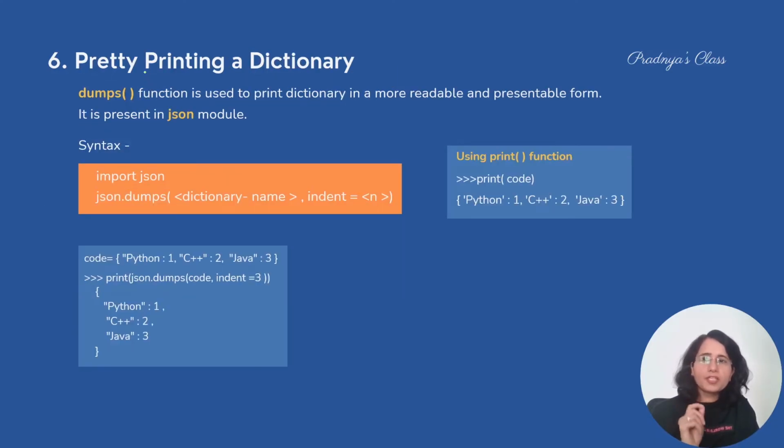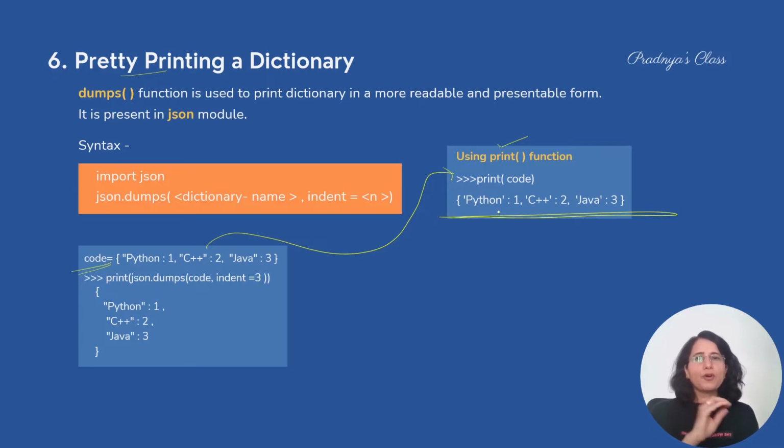The next operation is pretty printing of a dictionary. You know, for printing we generally use the print function. So consider this dictionary. If I print this dictionary using the print method, we will get output in the form of key value pairs. But this is not in a proper order. I want a readable and presentable form.